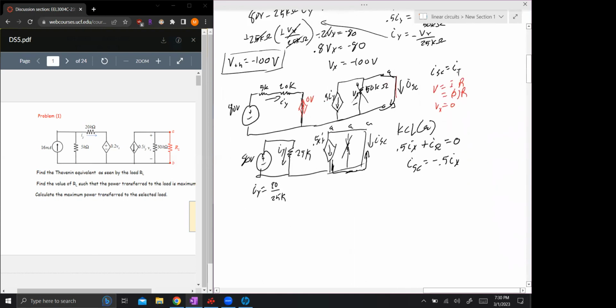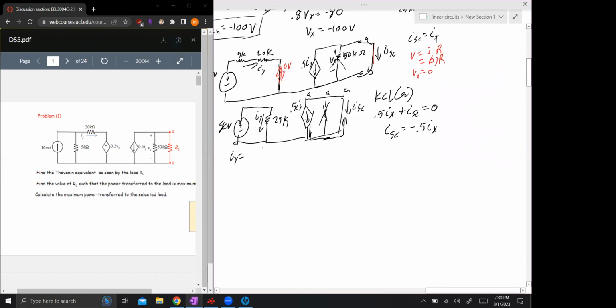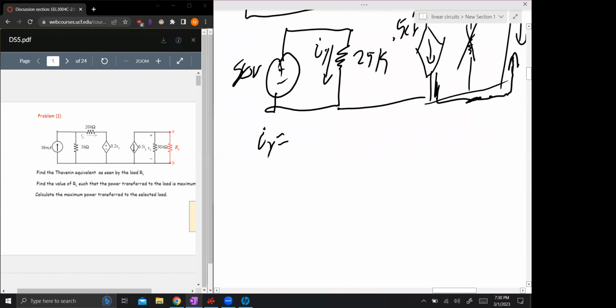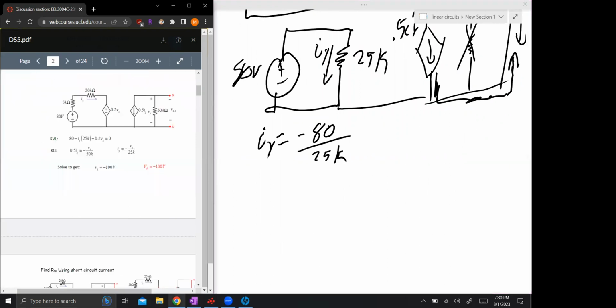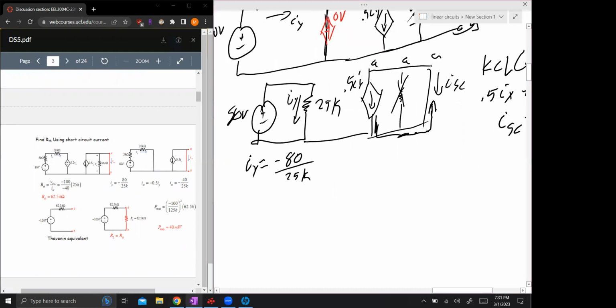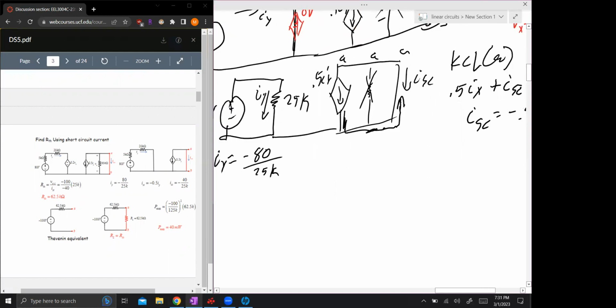Peeking ahead, the solution does say negative 80. That's what I was looking at. Why is it negative? I get why, because we have a negative I current, but resistance can't be negative. Last time we already calculated the Thevenin equation.